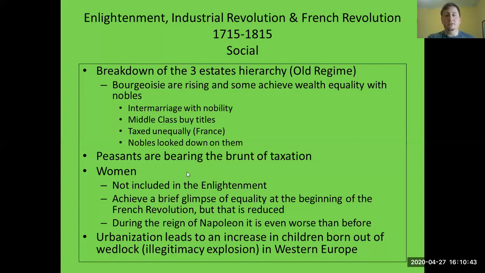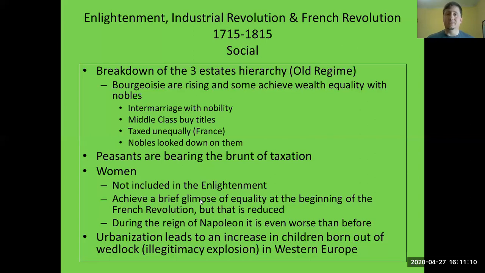As far as women are concerned, remember, they are not included in the Enlightenment. All this talk about rights and equality does not apply to women as far as these Enlightenment thinkers go, these philosophes. They do achieve a brief glimpse of equality in France at the very beginning of the revolution. You can look at something like the March of the Fish Ladies, who go to Versailles to bring Louis back.